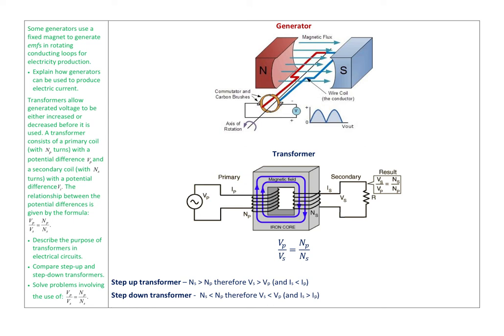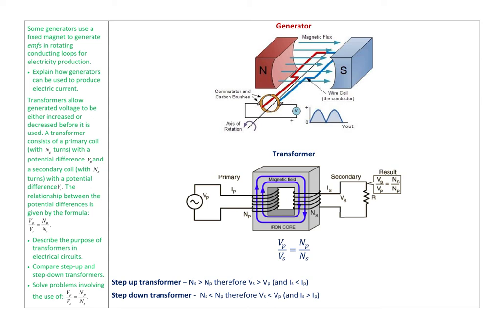And basically what a transformer consists of is this solid iron core, and then we have our primary coil here. This is our primary coil. NP is the number of loops in our primary coil. IP is the current through our primary coil. VP is the voltage of our primary coil.